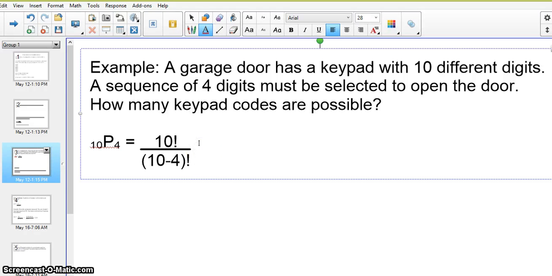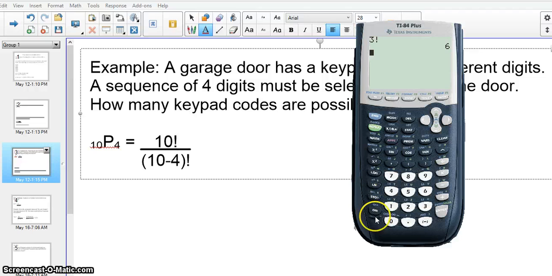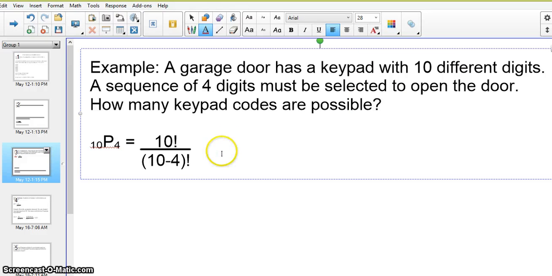So when you type this into your calculator, 10 factorial divided by, and then I would just do 10 minus 4 is 6, so 6 factorial. So you get 5,040 ways to break the code. Now, occasionally your calculator will say overload, so I just want to make sure that you know how to do the problem if it does say overload, because factorials get very large very quickly.